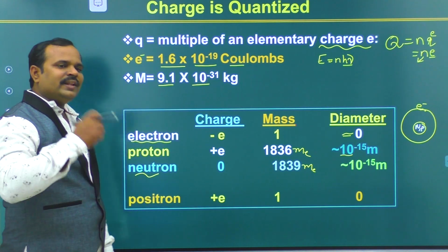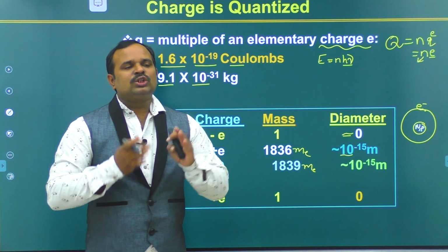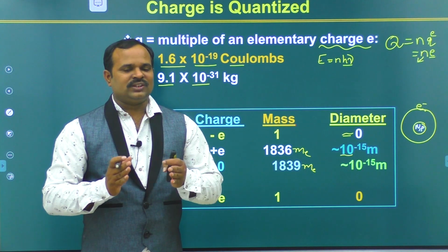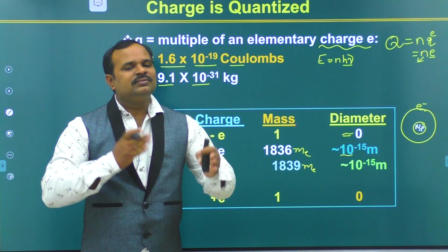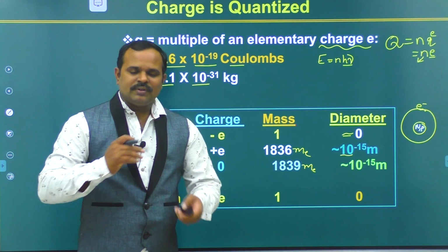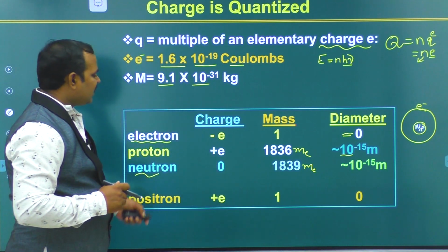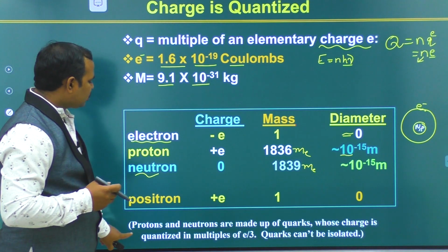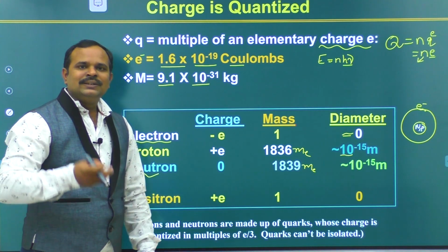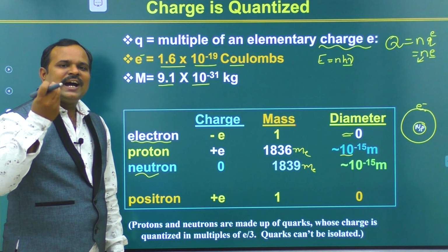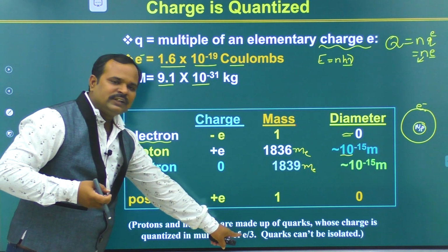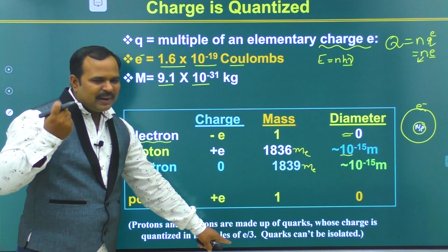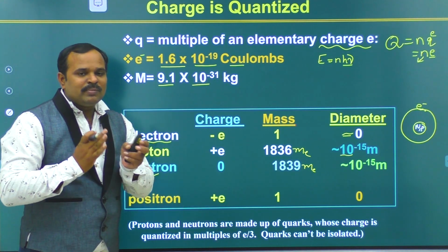That means in the universe, the total charge can be expressed in terms of the charge of the electron, that means integral multiples of the charge of the electron. However, the protons and neutrons have a quark structure inside them. You can see here protons and neutrons are made up of quarks. If you see the quark charge, the charge of a quark will be either 1/3 e or 2/3 e. But usually the quarks won't be alone.